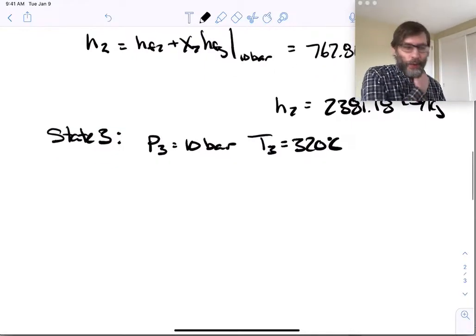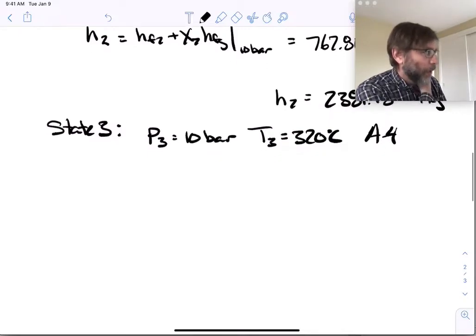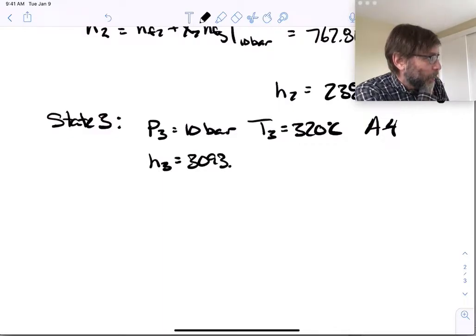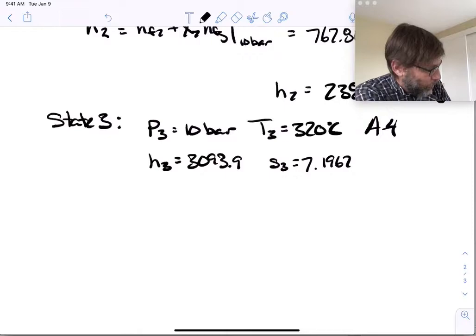So now we're back in the superheat table. So we look up table A4 again. And looking up in A4, we have H3 is equal to 3093.9 and S3 is equal to 7.1962 kilojoules per kilogram K.